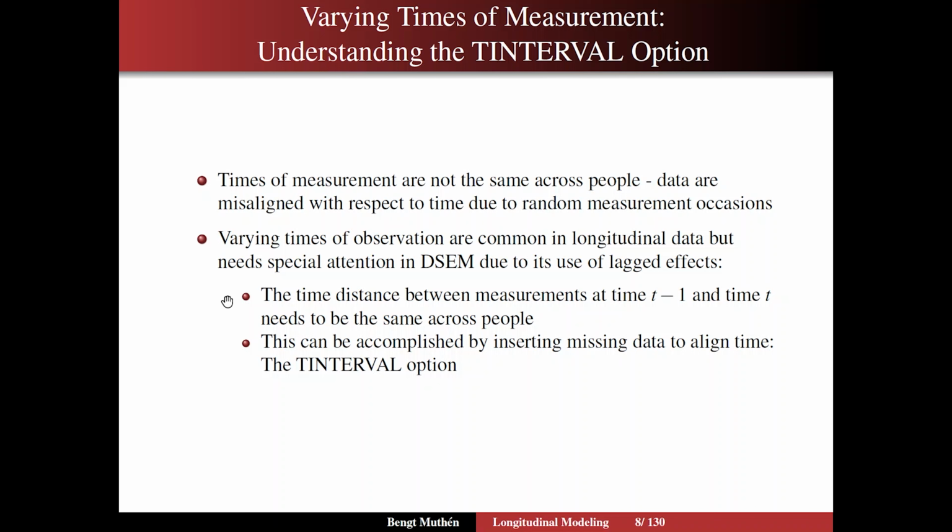And lagged effects, by that we mean that we use in the model the time distance between the measurements at time t minus 1 and time t, needing that to be the same across people. So the distance means the same thing. Not 1 hour for one person and 3 hours for another person. And this can be accomplished by inserting missing data rows in the data set to align time. That's what the T interval option does.